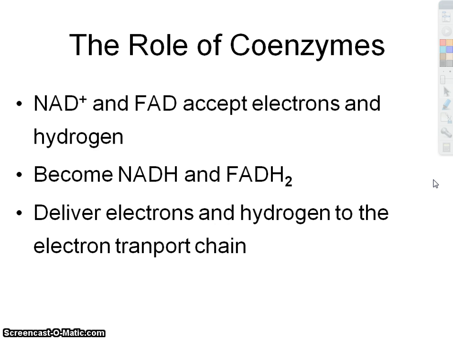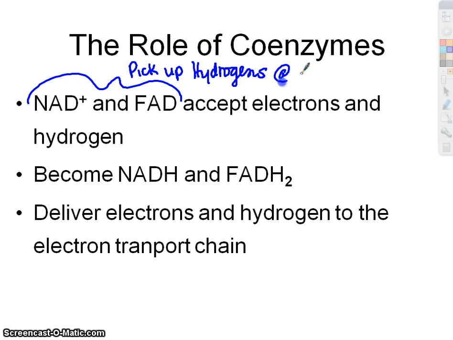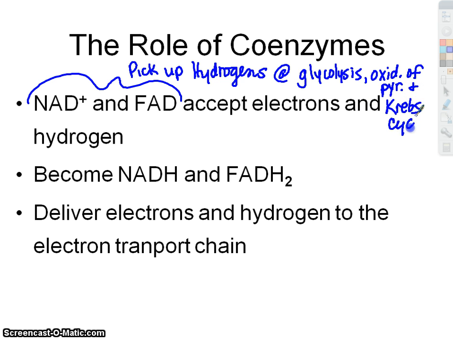All right, and last thing, we have coenzymes that are involved in this. These are what are actually going to carry those hydrogens to the electron transport chain. Because that's what's most important in the electron transport chain, the hydrogens. So what you're going to see is these 2 coenzymes, NAD and FAD, and what they're going to do is they're going to pick up hydrogens at all the other steps. At glycolysis, oxidation of pyruvate, and the Krebs cycle. They're going to basically go to all those places and they're going to collect hydrogens.